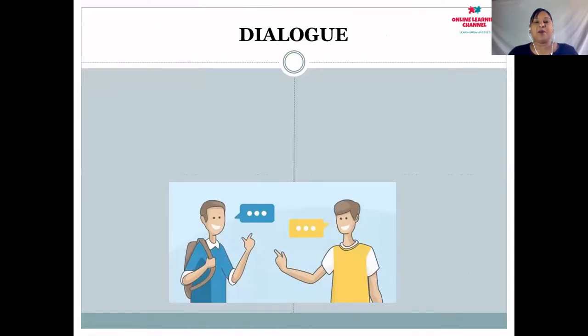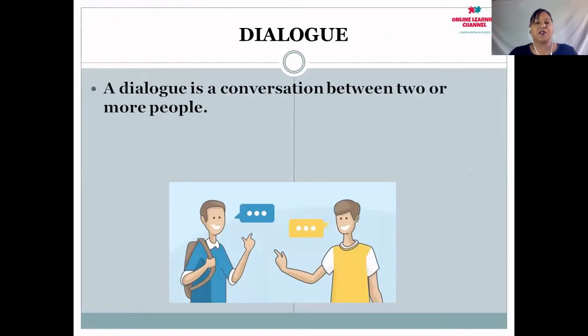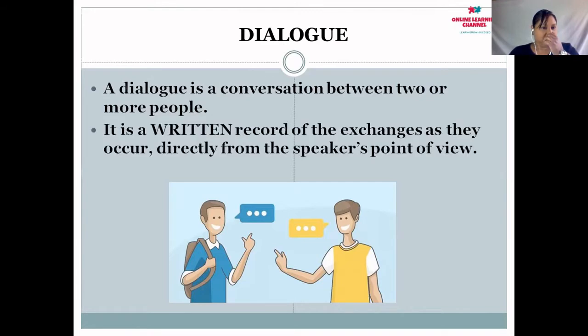So now the next type of transactional writing is a dialogue. A dialogue is a conversation between two or more people. It's not a monologue, which is just a person speaking on their own. It's a dialogue, which is two or more people. So it is a written record of the exchanges as they occur directly from the speaker's point of view.